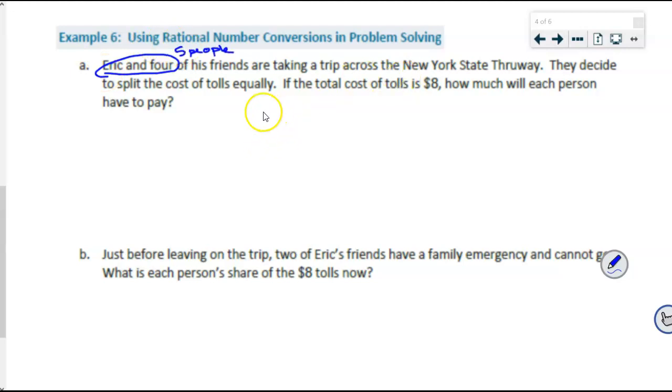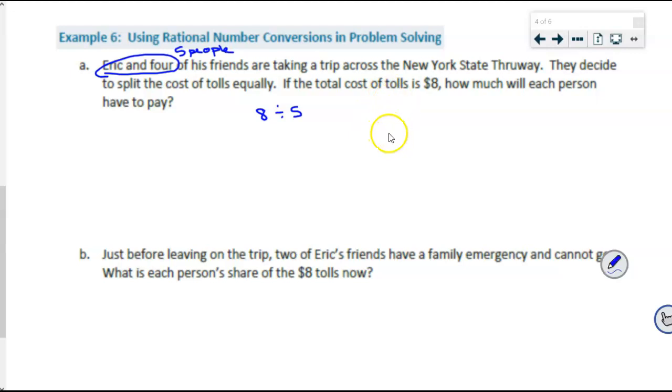So the cost of the tolls is $8, which we are dividing by 5. Is this going to be a terminating or a repeating decimal? Terminating, because the divisor is 5. So it's going to be a terminating. Yes, Carter? Okay, good.